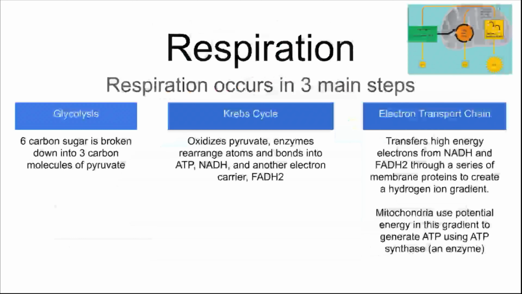The third step in respiration is where a lot of ATP is produced. This is the electron transport chain. The electron transport chain transfers high-energy electrons from NADH and FADH2 through a series of membrane proteins to create a hydrogen ion gradient. Mitochondria use potential energy in this gradient to generate ATP using ATP synthase, which is an enzyme.